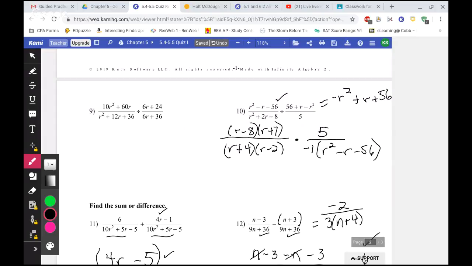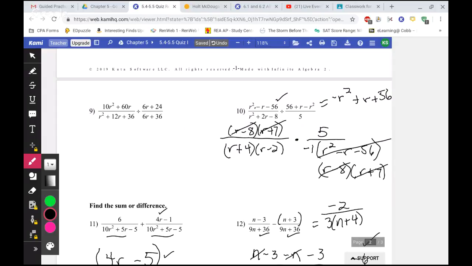All right, so then this actually looks exactly like that, which then factors to r minus 8, r plus 7. Okay? And now what I can do is cancel my like terms, r minus 8, r plus 7, like that.